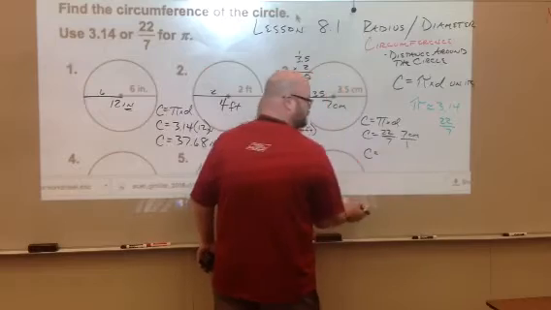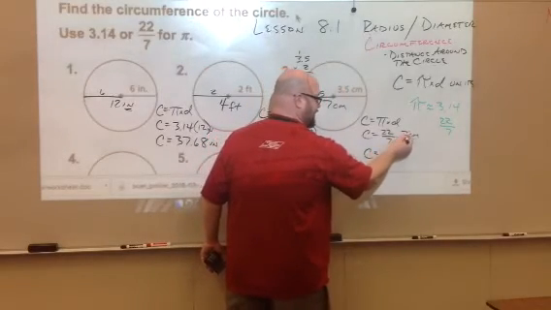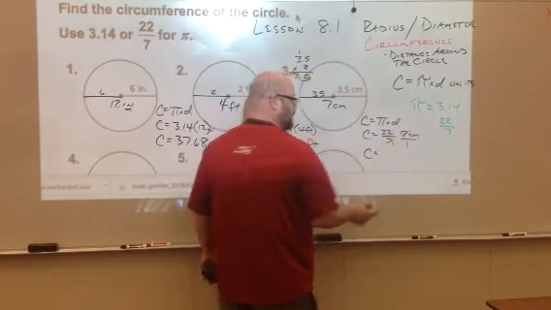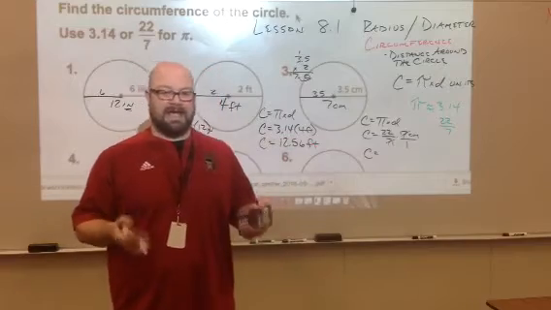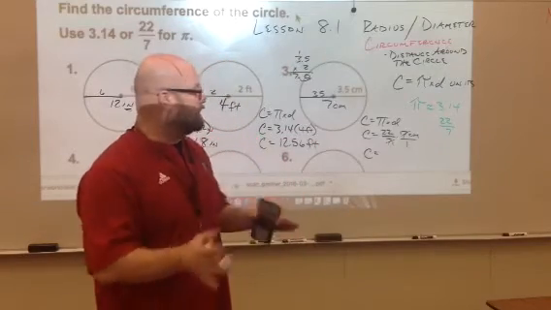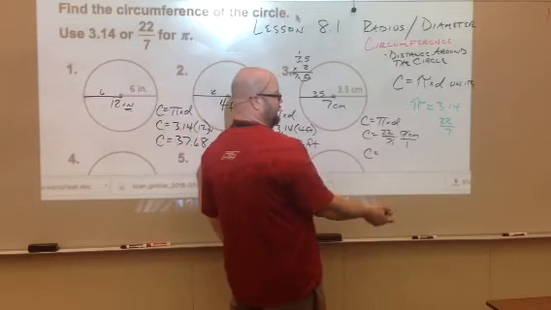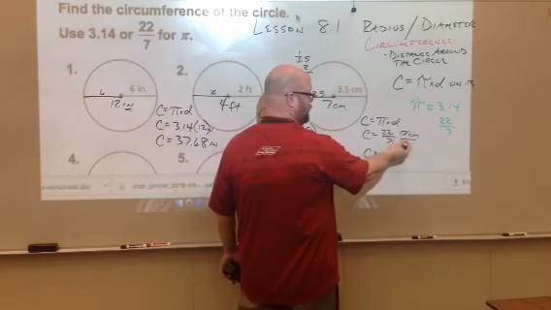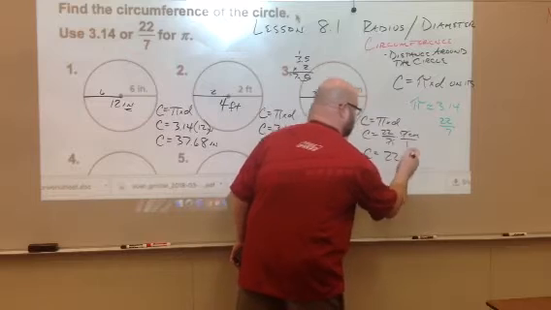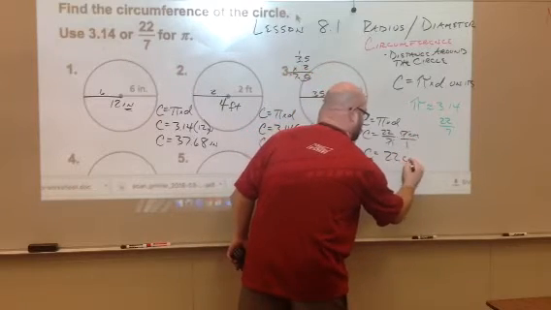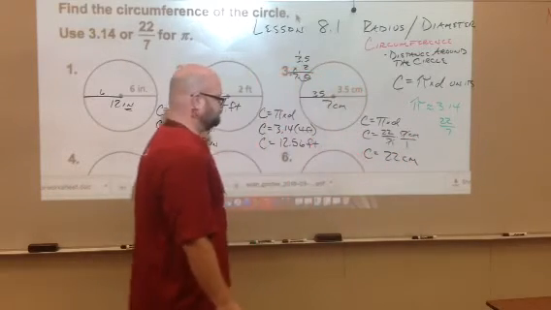C equals, notice my 7's cancel like I talked about earlier. We're always going to cancel when I use 22/7. If they don't cancel, then I'm going to use 3.14. Now, simple math. 22 times 1 is 22. Bring down our label. Centimeters.